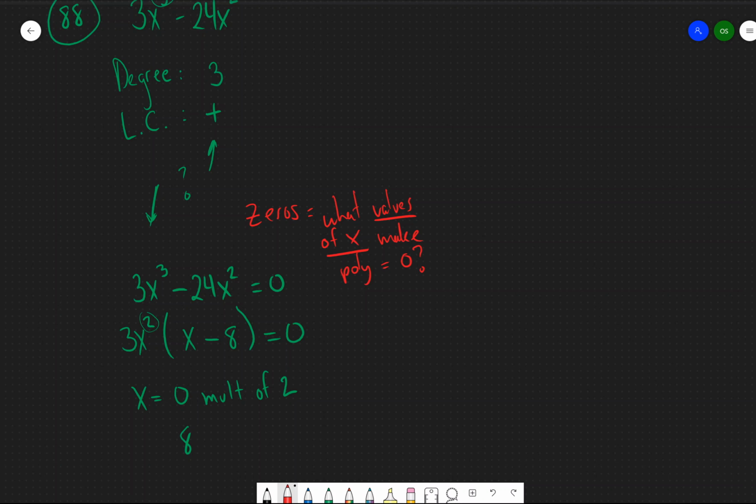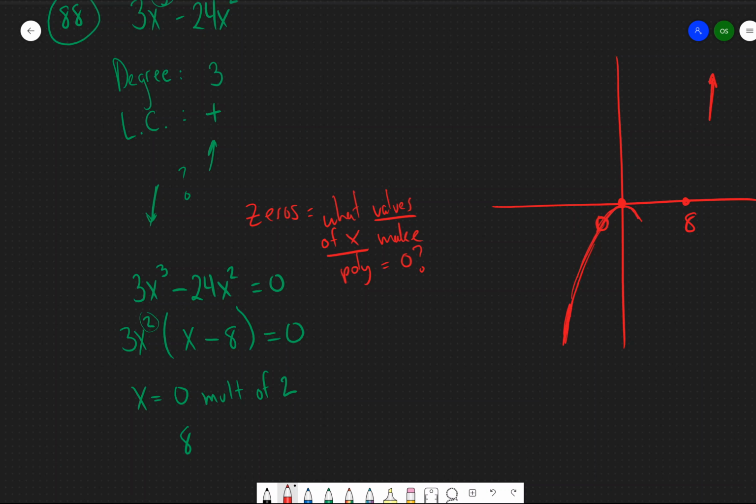All right, so now let's construct our sketch. We said it's an odd degree, positive lead coefficient, so it's going to start down here and then end up here. And now we have our roots, so 0, and let me make this 8 over here. So again, this is just a sketch. It doesn't have to be totally perfect. Now, how are we going to weave through these points? The 0 has a multiplicity of 2. So that means we're going to go up to 0, but not cross.